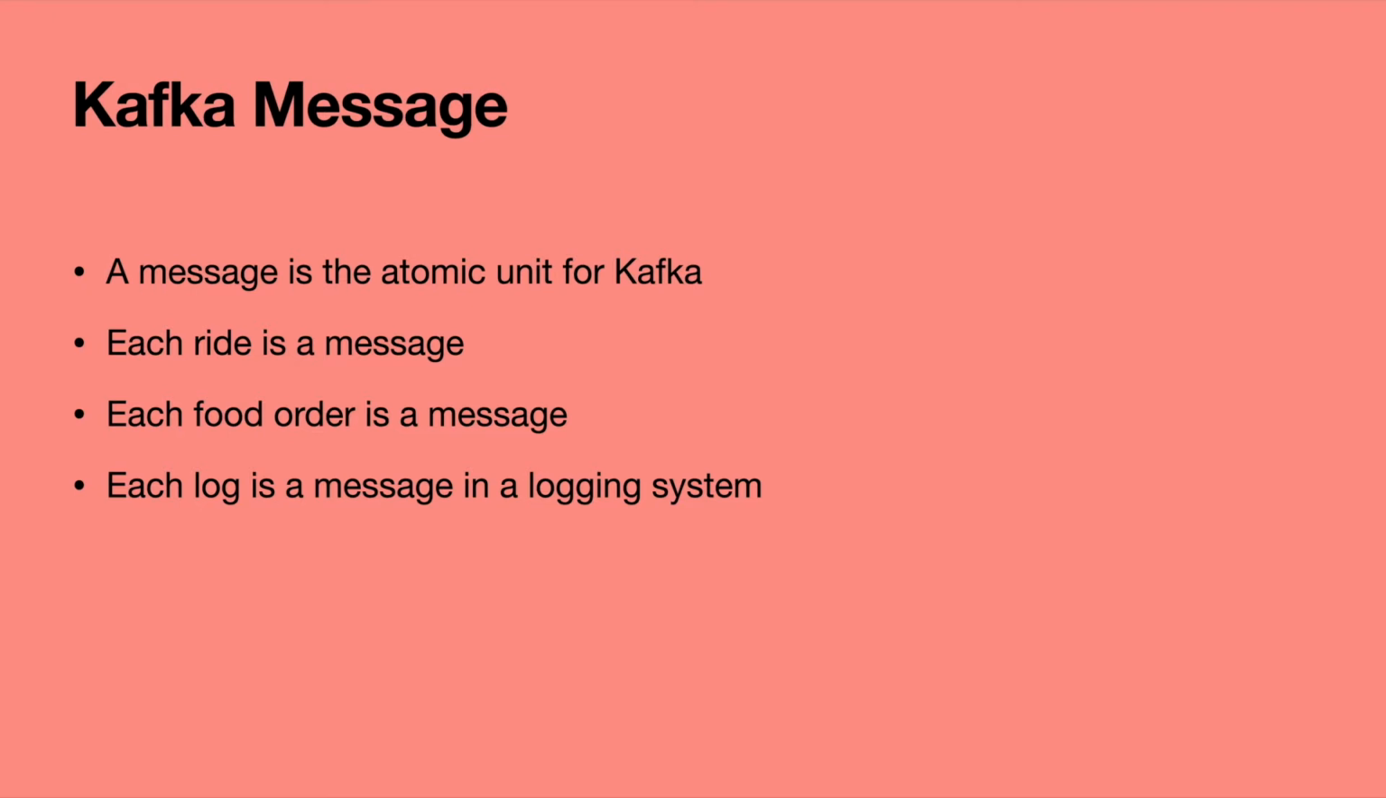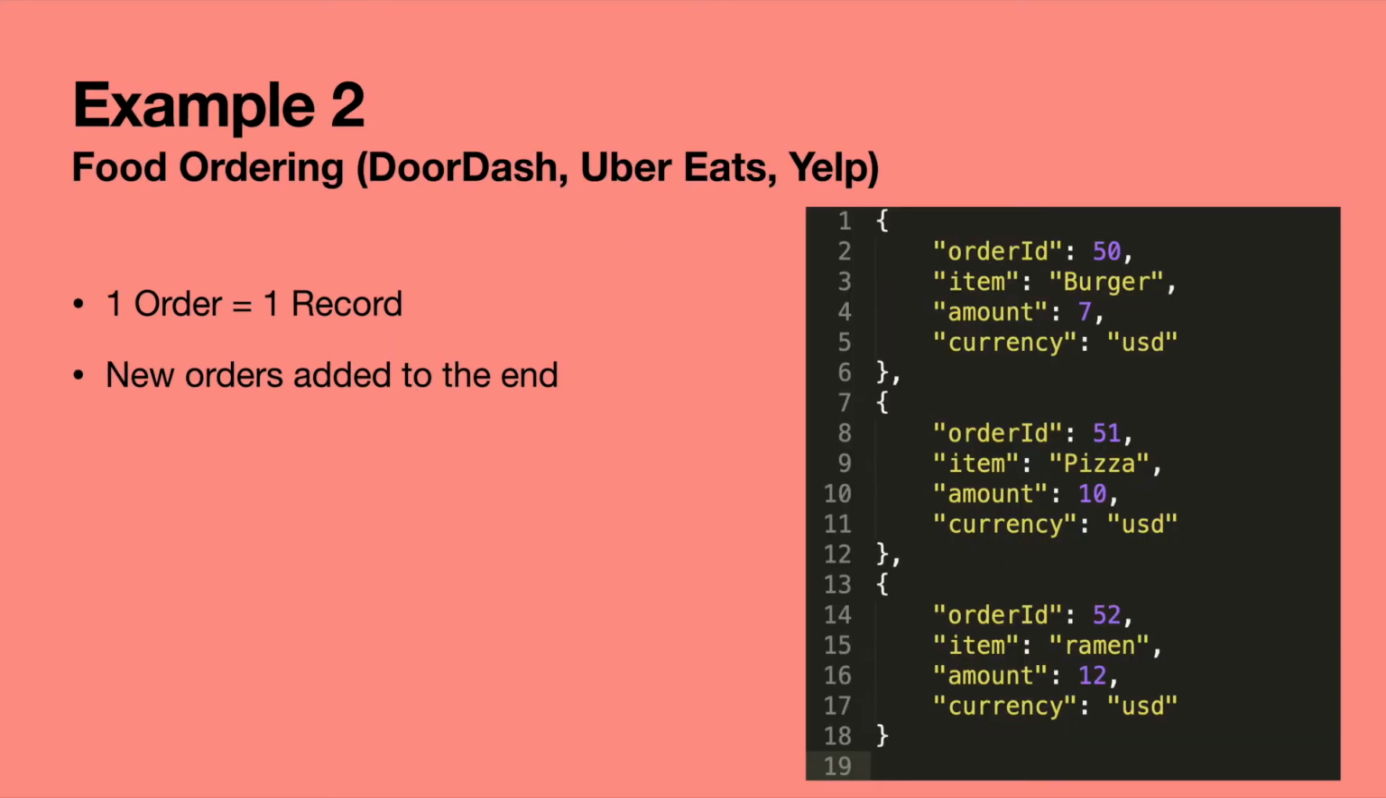That brings us to the most fundamental concept of Kafka, called a Kafka message. A message is the atomic unit for Kafka. It's the most basic version of anything you can have in Kafka. In the example we had to the left, one message is one record that you can see over here. Each order is one record, which is one message.